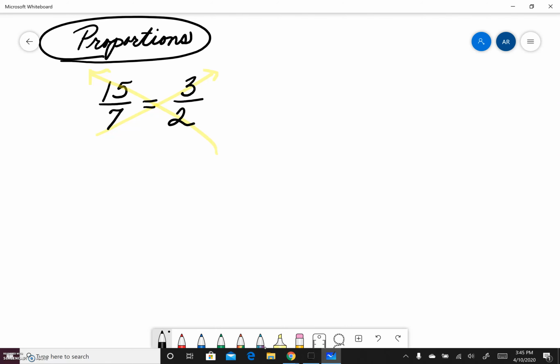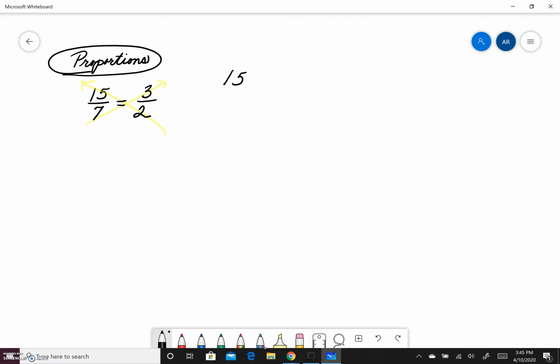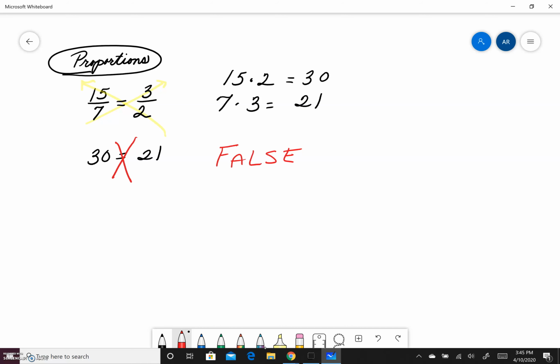The first thing we're going to do is take one of them or two of them. It doesn't matter. Let's take the 15 times 2. When you plug that into the calculator, your result should be 30. And then when we plug 7 times 3 into the calculator, the result should be 21. So we write that 30 equals 21, and that is not equal, so that would be false. Those ratios are not equal to each other.